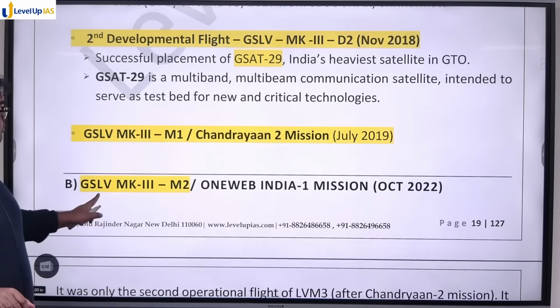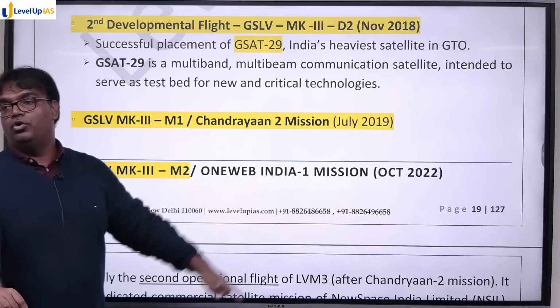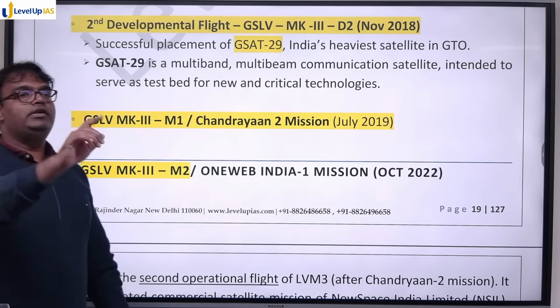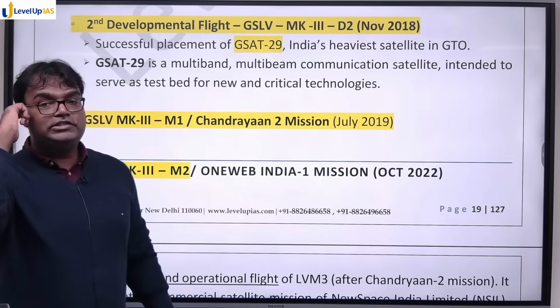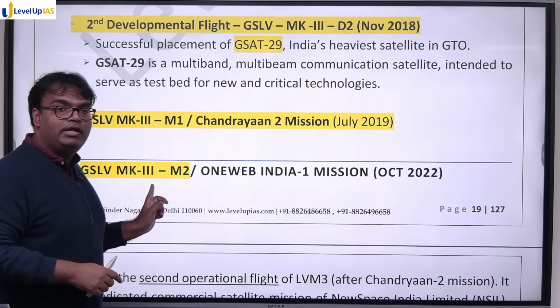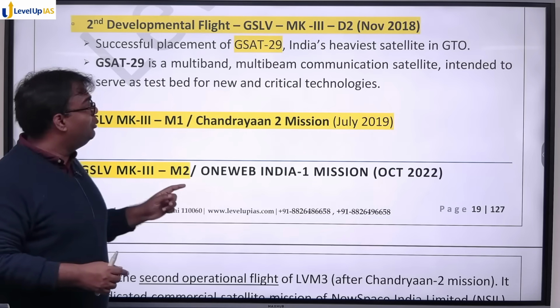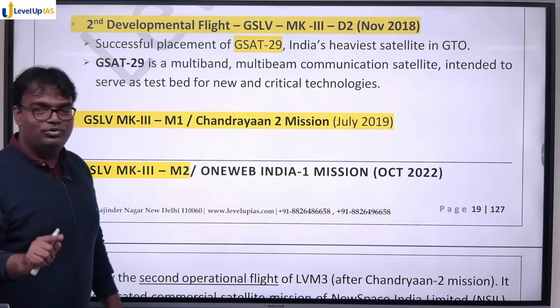And GSLV Mark 3 और LVM 3 M2 happened अभी October 2022 में. Now understand this. When we would say अभी तक GSLV के कितने लॉन्चेस हुए हैं, तो though this number will tell us LVM M2, but launches that have taken place are 4: D1, D2, M1, M2.